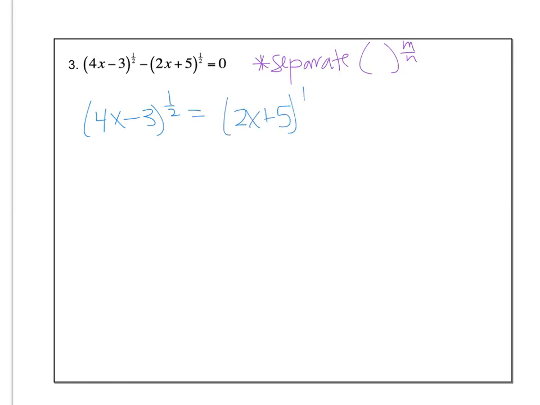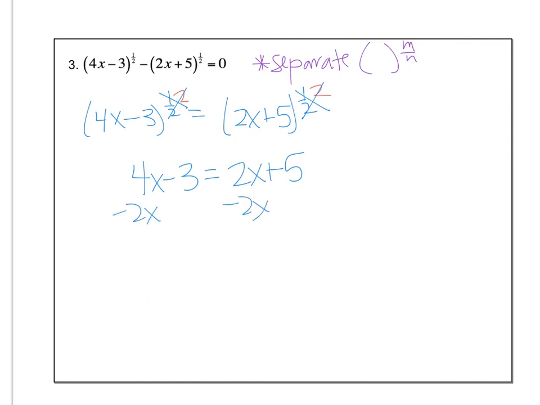And then we look at this, and we have to think about what do we do when we have a rational exponent? Well, we use the reciprocal. What's the reciprocal of 1/2? 2. So I'm going to square both sides. When I do that on the left side, it cancels out the 1/2. So I just have the 4x minus 3 left. It also cancels it on the right side. So this is just like the last two problems where everything cancels out.